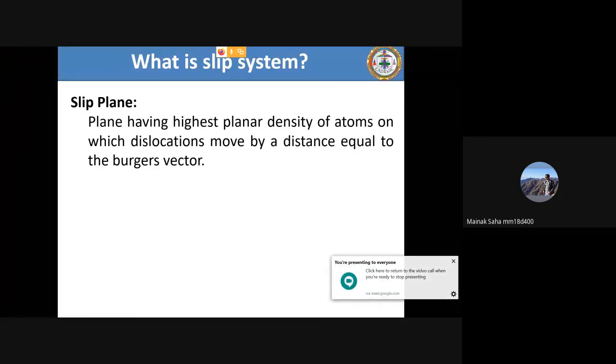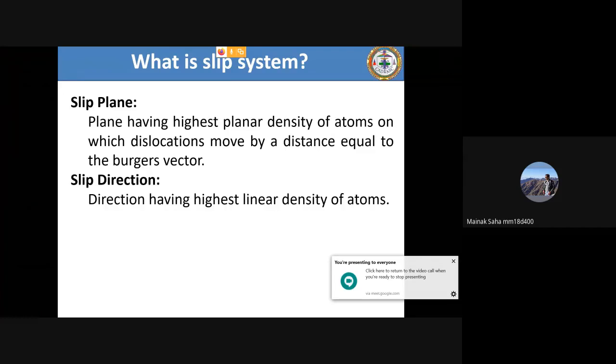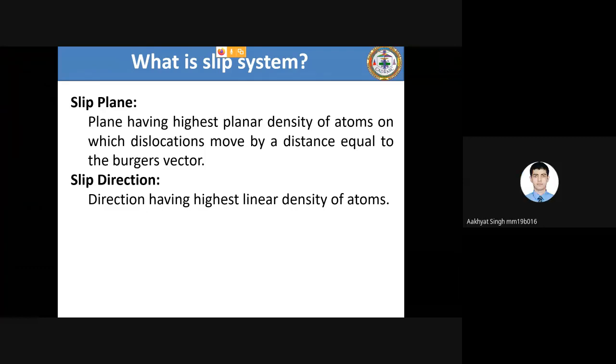It's very simple. I think you have been taught about slip plane, slip direction and all. A simple definition of a slip plane is a plane which has the highest planar density of atoms, on which the dislocations can move by a distance equal to the Burgers vector. Do you have any idea what a Burgers vector is? I just slightly forgot that part. No problem. The Burgers vector is nothing but the minimum distance traveled by a dislocation on the slip plane in the slip direction.